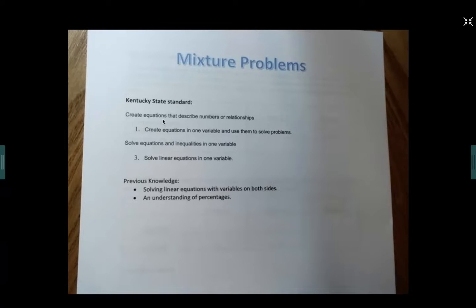Mixture problems. Kentucky State Standard. Create equations that describe numbers or relationships. 1. Create equations in one variable and use them to solve problems. Solve equations and inequalities in one variable. Number 3. Solve linear equations in one variable. Previous knowledge: solving linear equations with variables on both sides and understanding of percentages.